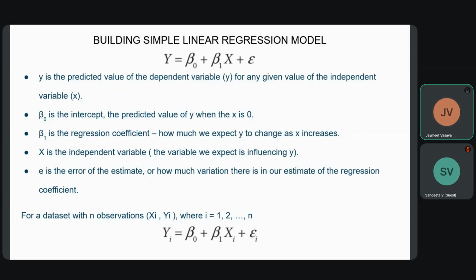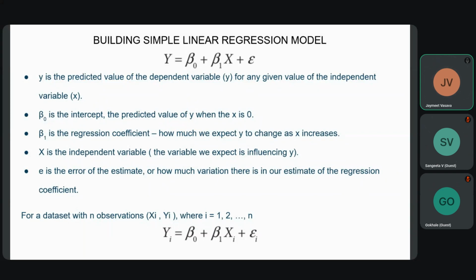So y is the outcome, or the predicted value, or the dependent variable. Beta 0 is the intercept, beta 1 is the regression coefficient, x is the independent variable, and epsilon is the error of the estimate. For a data set of n observations, our mathematical representation would look something like yi equals beta 0 plus beta 1 xi plus epsilon i.